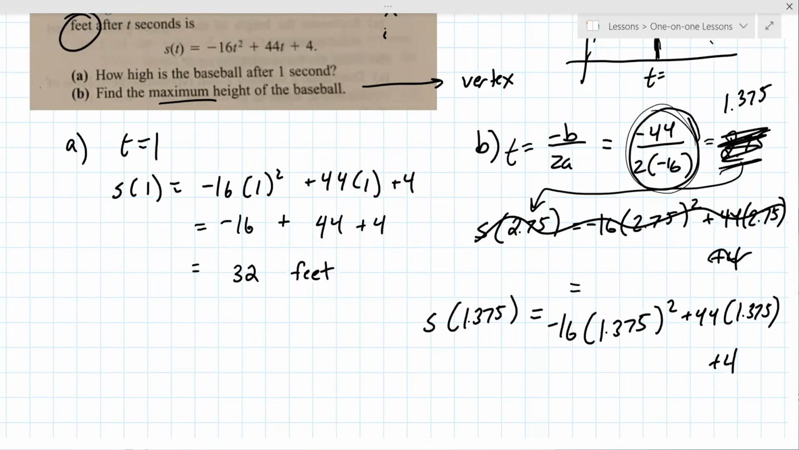So I got 34.25 feet. That's reasonable. It's got to be bigger than the other answer. Yeah, a lot bigger.